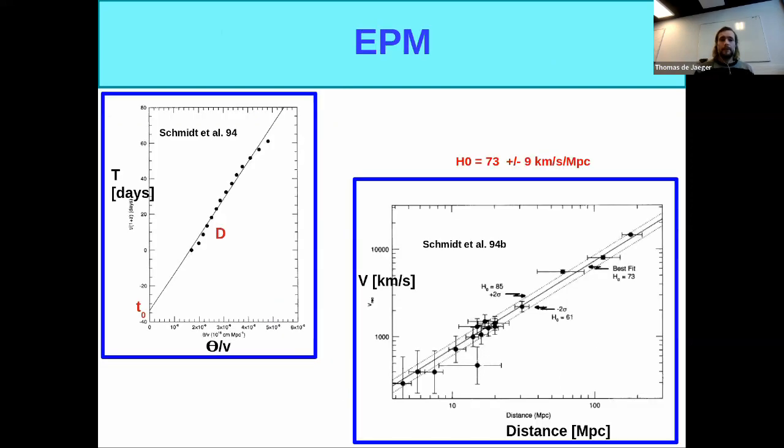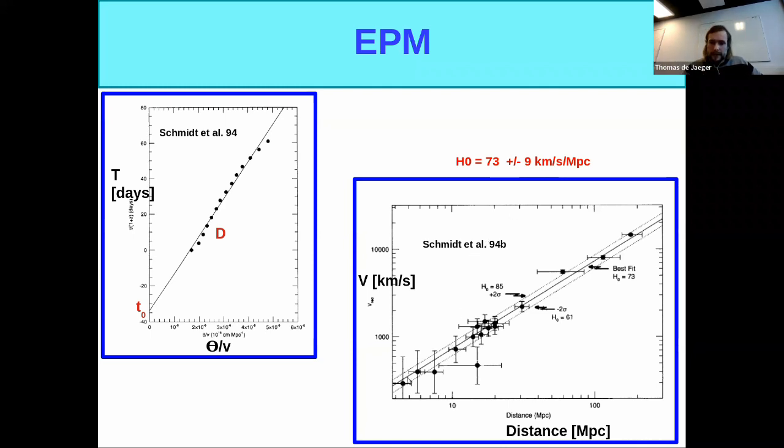So people have done that, first Brian Schmidt in '94. You can see in this plot that you have the time and theta over V. You can see a nice correlation between the two quantities. So you can fit using a linear fit, and the slope gives the distance. So Brian Schmidt, before being famous for type Ia, had done a lot of work on type 2 supernovae, and he applied the EPM to many type 2 supernovae and built a Hubble diagram. So here you have velocity versus distance, and he found a value of 73 plus or minus 9 km per second per megaparsec, which was pretty good.